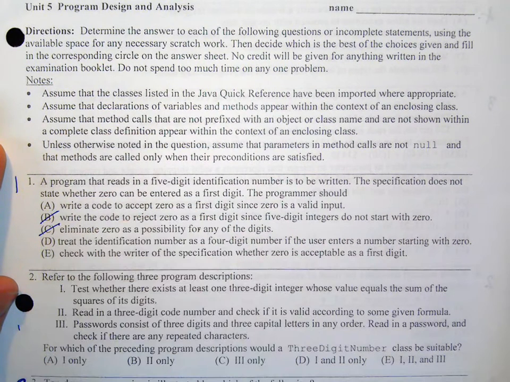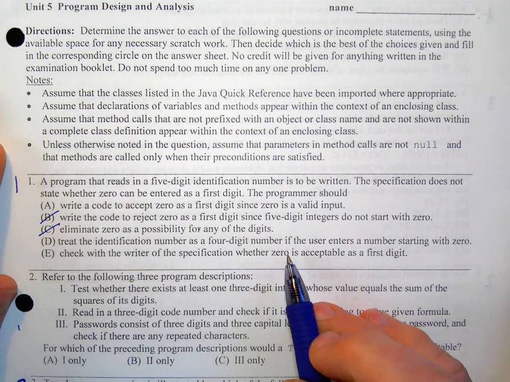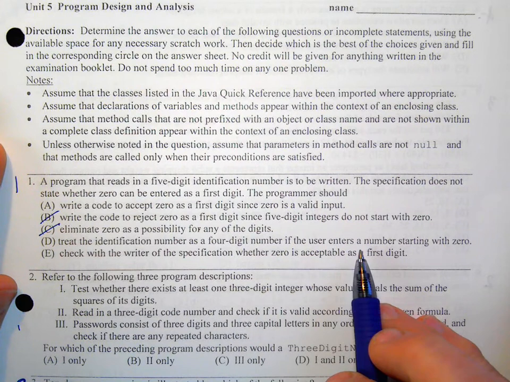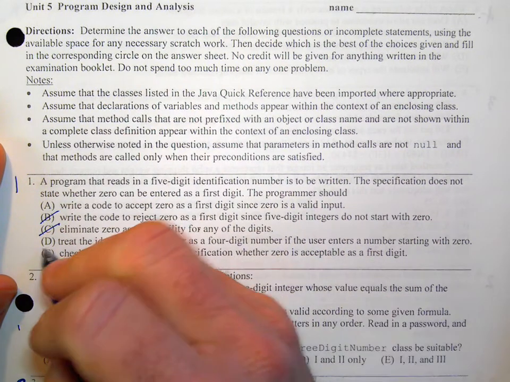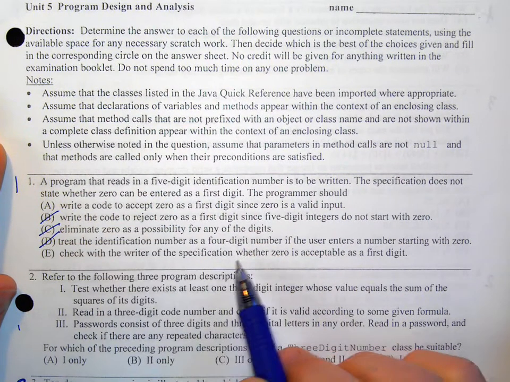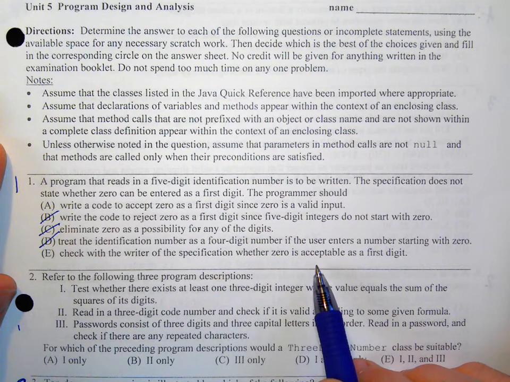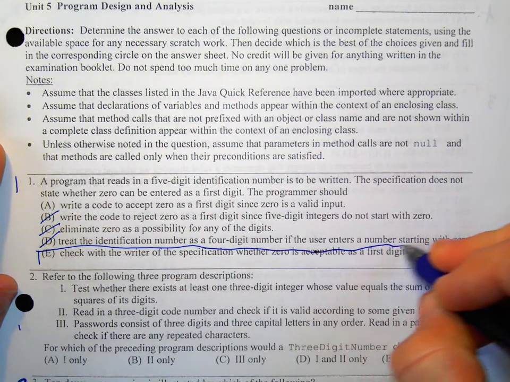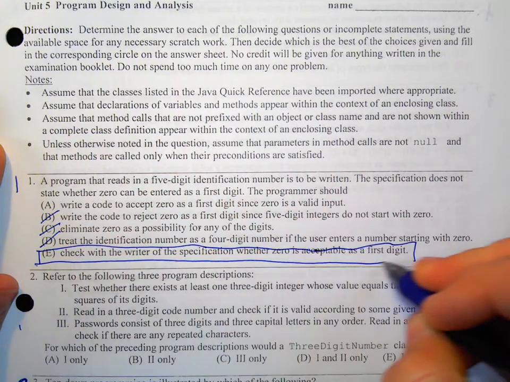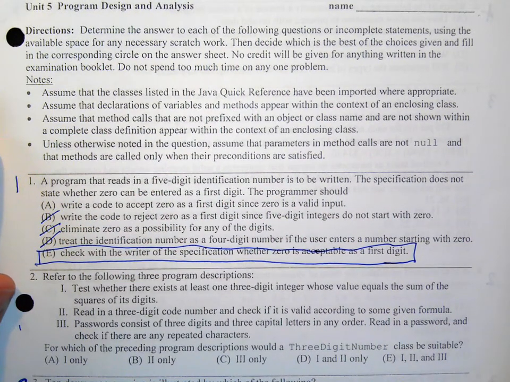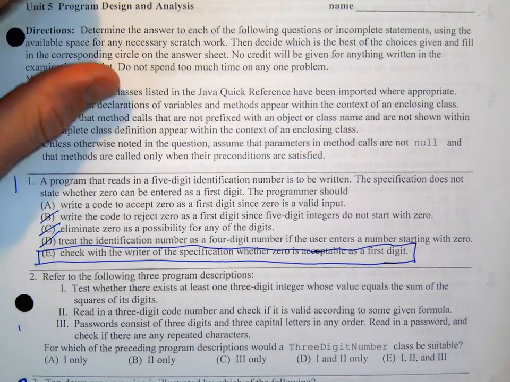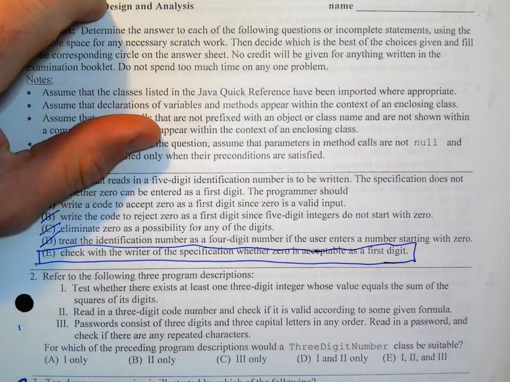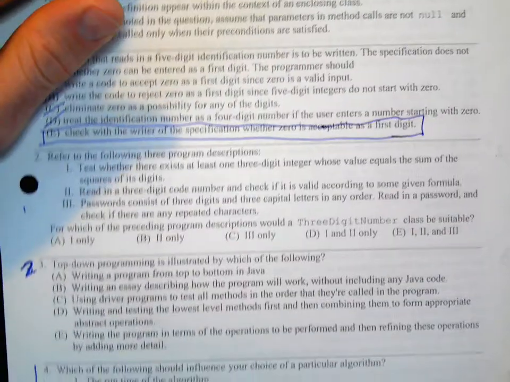No. Treat the identification number as a 4-digit number. If users enter a number starting with 0, I don't think that sounds good. Check with the writer of the specification whether 0 is acceptable. Yeah, maybe you should check with the person who's telling you what your job is. So that just seems almost more like common sense.